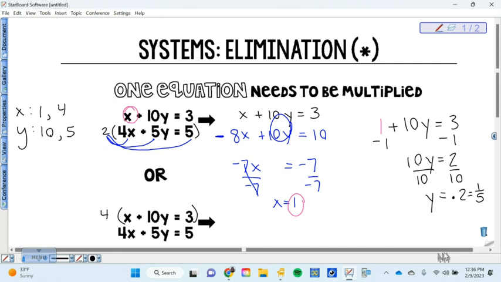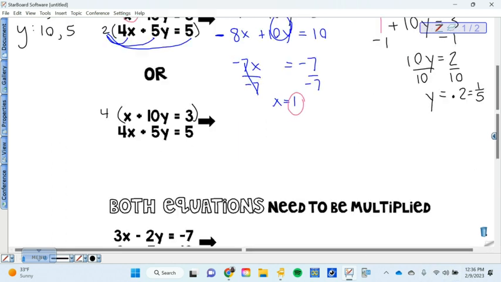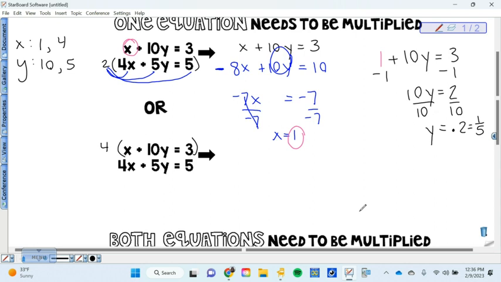So sometimes we have to multiply one equation by a number. Sometimes we have to multiply both equations by a number, like we did on the back. And let me just show you really quick. You don't necessarily have to write this down, but just let me show you how I could have chosen to eliminate. So this up here, right, I eliminated my y's first. Instead, I could have eliminated my x's first.